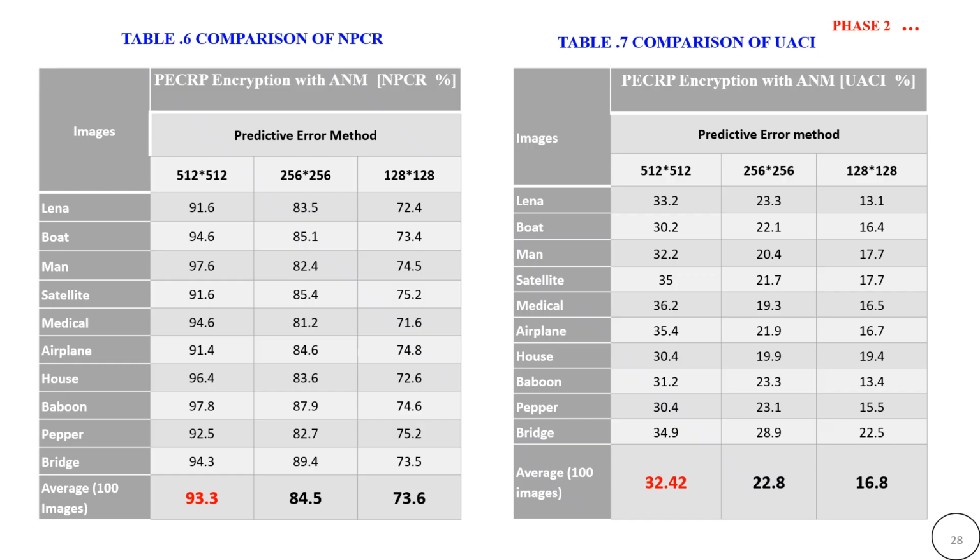For an 8-bit gray image, the optimum value of NPCR is 99.61 and UACI is 33.46. Here the NPCR and UACI values are 93.3 and 32.42, which indicates that PECRP has low security.